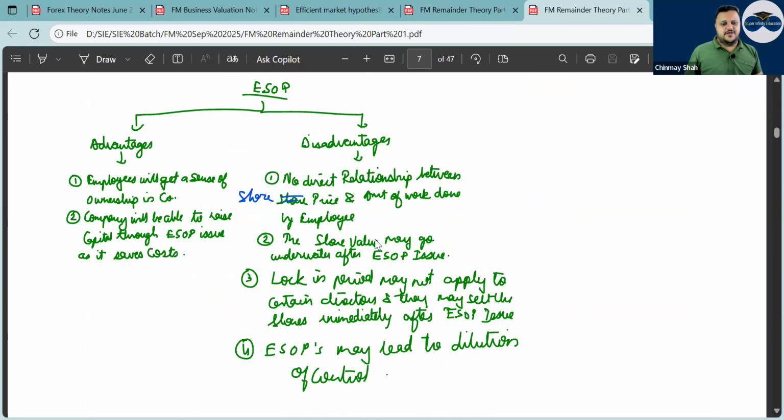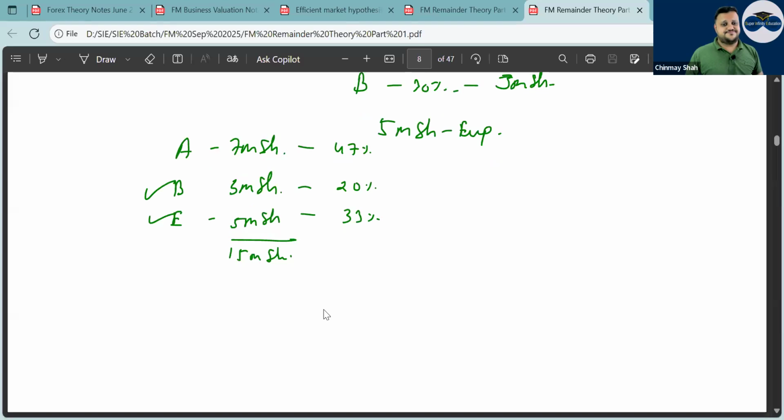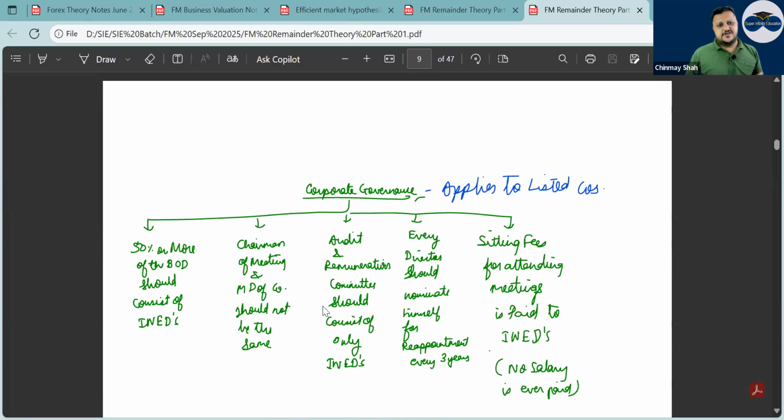Advantages and disadvantages of ESOP, not a section C important question, but A and B may somewhere or the other they can ask you this, correct? Right? Then employees will get a sense of ownership in the company. Company will be able to raise capital through the ESOPs, but disadvantage is no direct relationship. The employee may work as much as he wants, but directly share price increase will not happen, and the share value may go underwater after the ESOP issue. And lock-in period may not apply to directors, and they may immediately sell the shares and get the profit. ESOPs may lead to what? Dilution of control. You might just read it once.